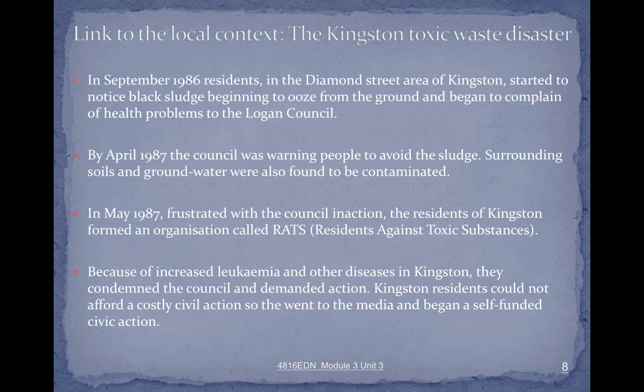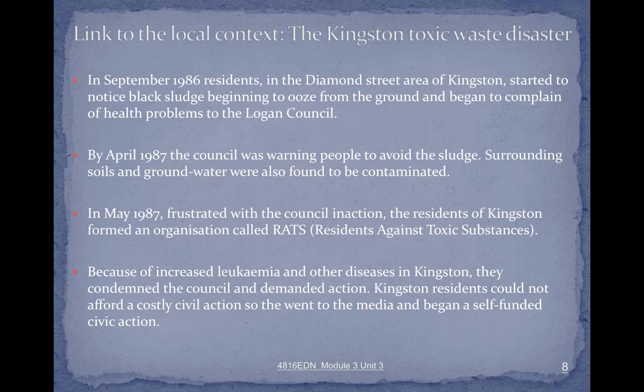So in September 1986, residents in the Diamond Street area of Kingston started to notice black sludge beginning to ooze from the ground and started to complain of health problems to the Logan Council. It's interesting that this was the period I was in high school, and I do remember my best friend, because she lived in that Diamond Street area, and I actually saw it myself, they had noticed this black, thick sort of sludge starting to come up through the ground into their garden. And if you touched it, it actually burnt you.